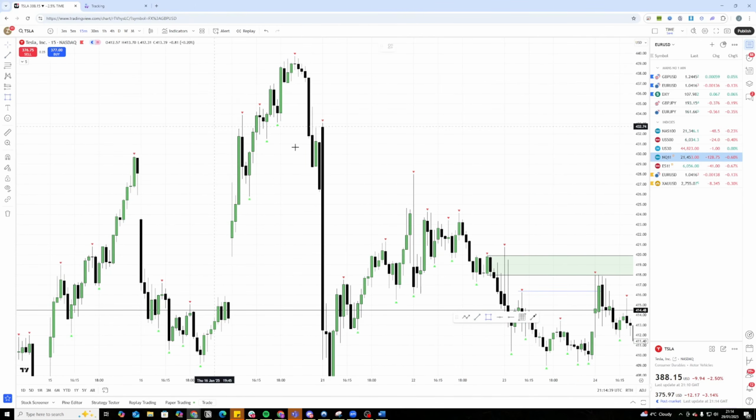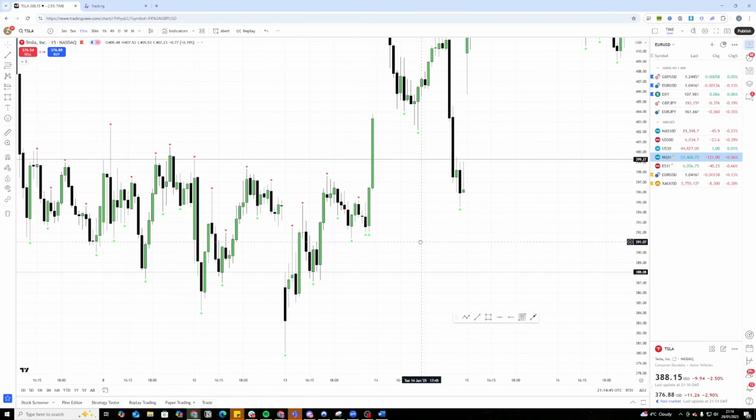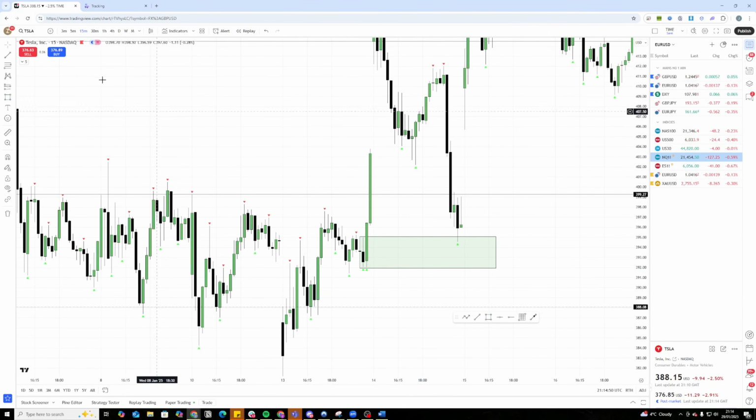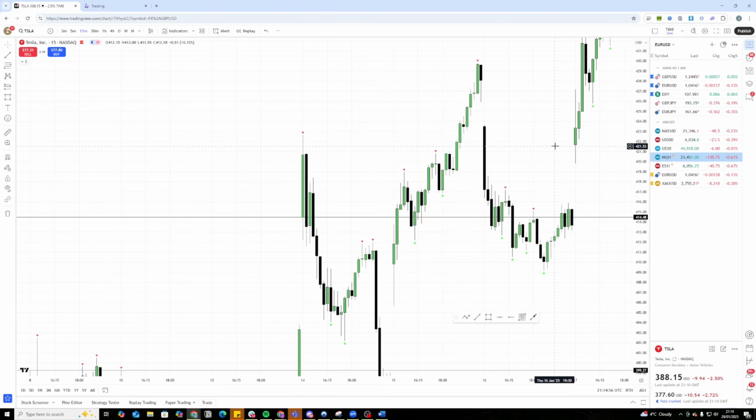Same situation here. What do we got? Here's our area of supply. Doesn't quite tap it, so there's no trade there. What have we got down here? Here's our area of demand. Takes out this little liquidity here, taps into the order block, and then makes an explosive move to the upside.